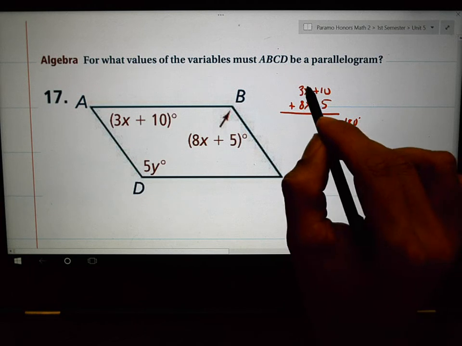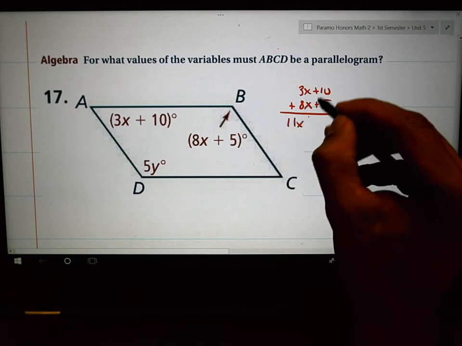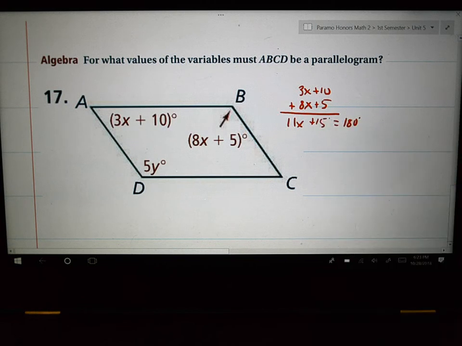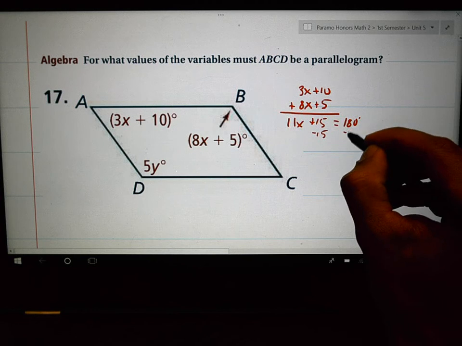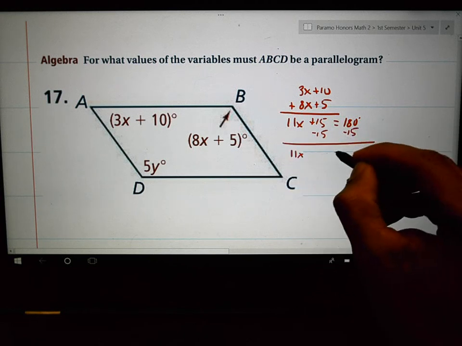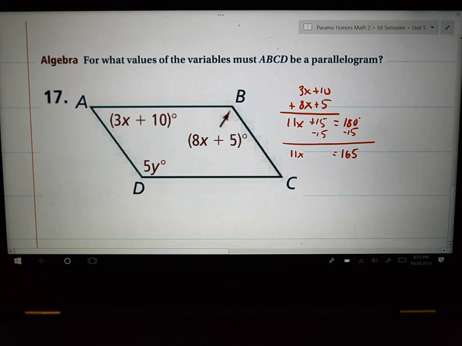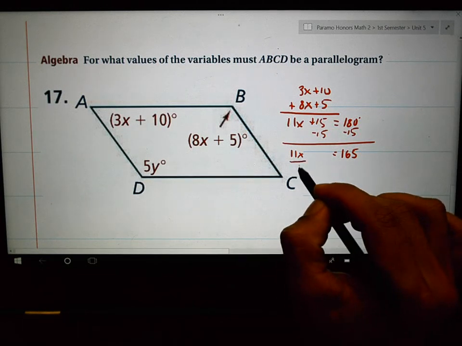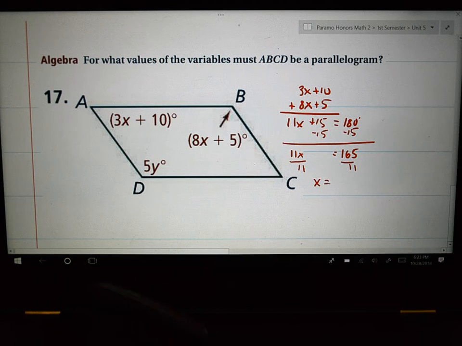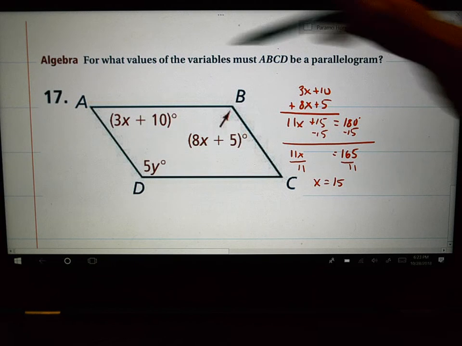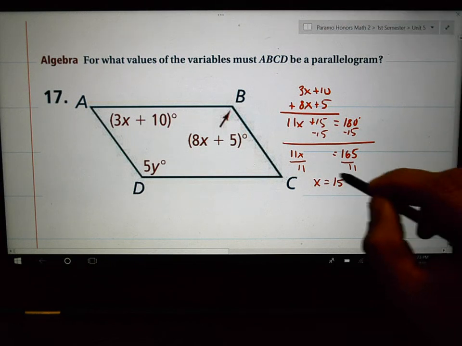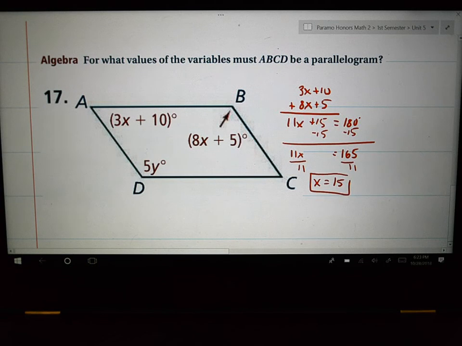What does that look like? 3x plus 8x is 11x. 10 plus 5 is 15. It's equal to 180. Subtract 15 from both sides. Pretty sure that's 165. Pulling out my calculator because I don't want to mess up the video. Divide by 11, divide by 11. X is equal to 165 divided by 11, 15. For what values of the variables? Yay, we have 1. We have x. X has to be 15.